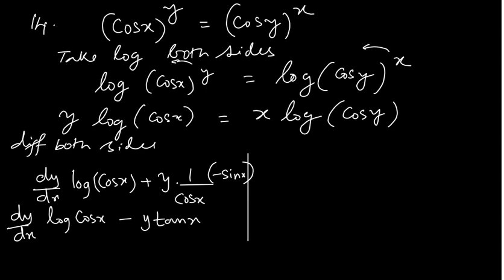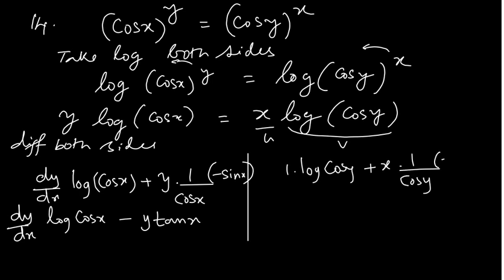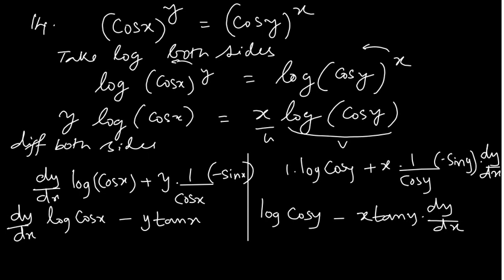This is LHS. RHS would be, this is u and this entire thing is v. Okay. So, u dash is 1 into log cos y plus x into 1 by cos y into minus sin y into dy by dx. Therefore, this must be equal to log cos y minus x tan y into dy by dx. Understood?